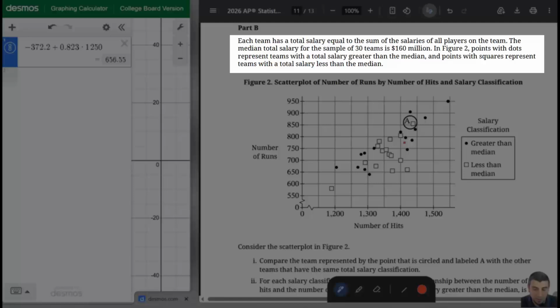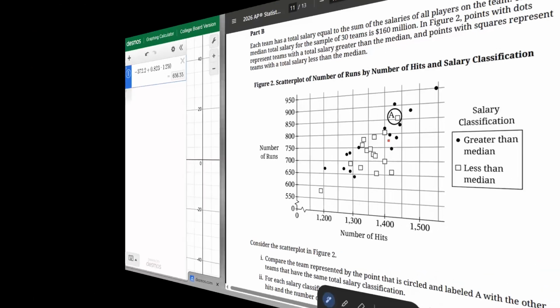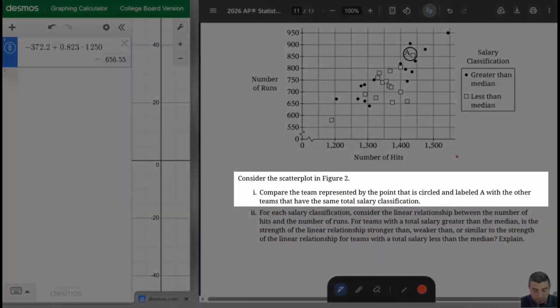Part B, each team has a total salary equal to the sum of the salaries of all players on the team. The median total salary for the sample of 30 teams is $160 million. In figure 2, points with dots represent teams with a total salary greater than the median, and points with squares represent teams with a total salary less than the median. Consider the scatter plot in figure 2. Part 1, compare the team represented by the point that is circled and labeled A with the other teams that have the same total salary classification.